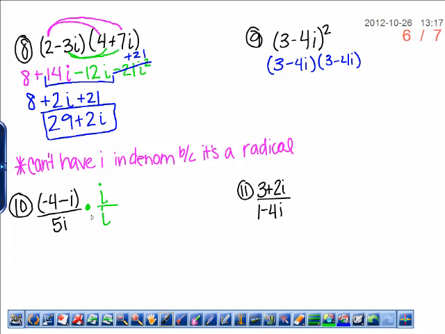But just like if that was 5 root 3, I would just have to multiply the top and the bottom by root 3. Okay? So I multiply the top and the bottom by I. I'm going to distribute I times negative 4, negative 4I. Negative I times I is minus I squared, over 5I times I. I'm going to go ahead and write it as 5I squared, but you are correct.